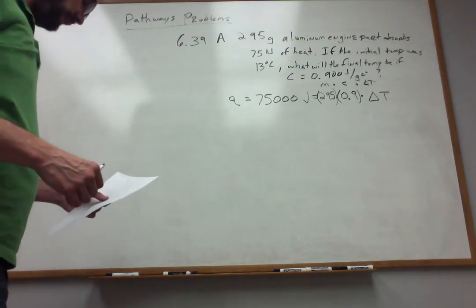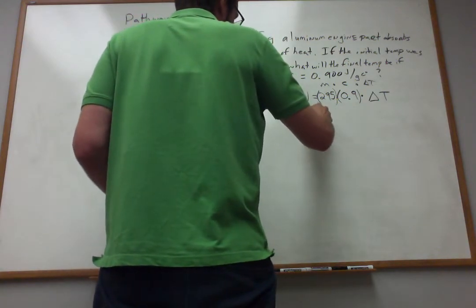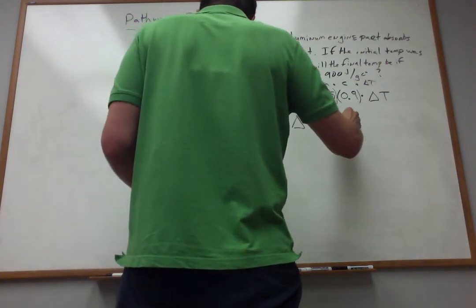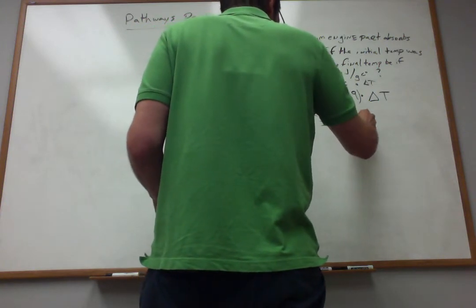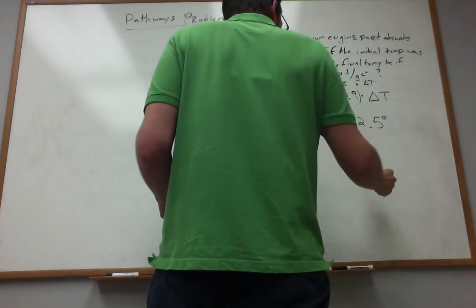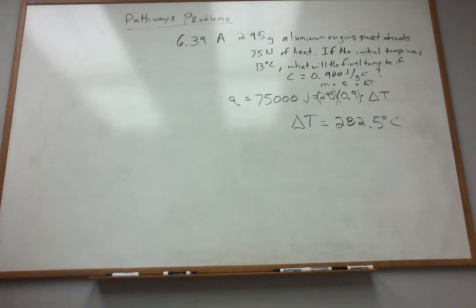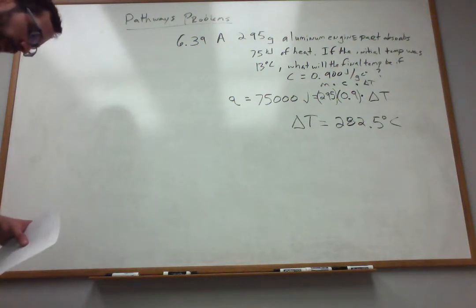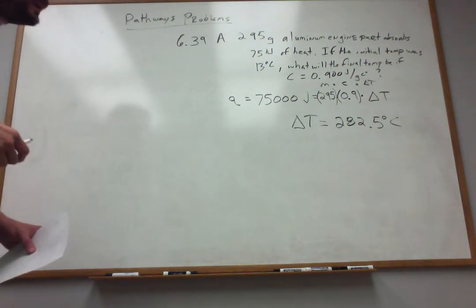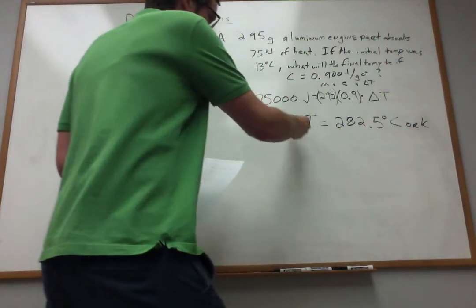So we plug in the values, and all we got to do is algebraically rearrange and solve for delta T, the change in temperature. And when you do the math on that, it works out to be 282.5 degrees Kelvin or Celsius, whichever one you want to keep track of, because this is a temperature change. It's not an absolute temperature. It's just how much the temperature changes. And of course, 1 degree Kelvin is the same as 1 degree Celsius. Okay, so it doesn't really matter what units you use. You can do Celsius degrees or Kelvin. It's the same thing because it's a change in temperature.